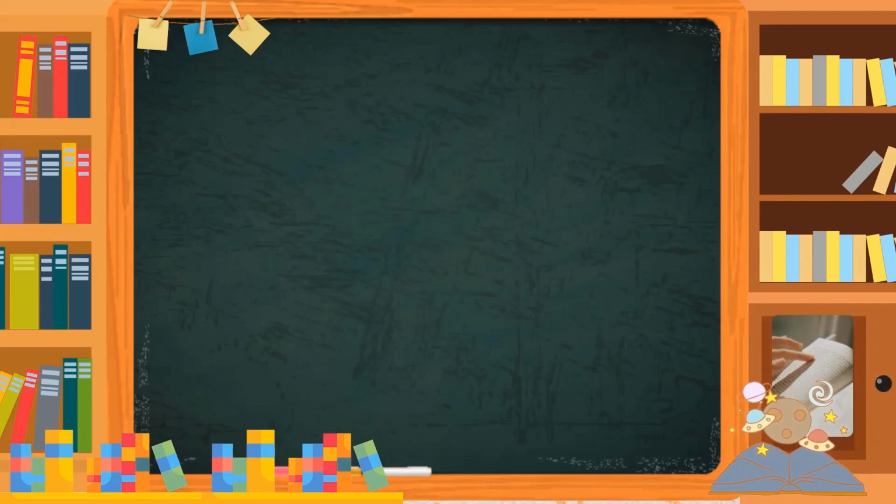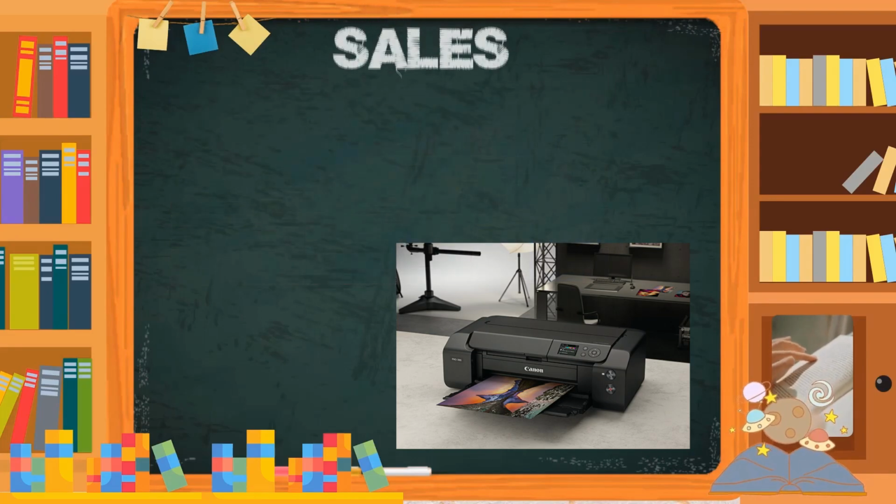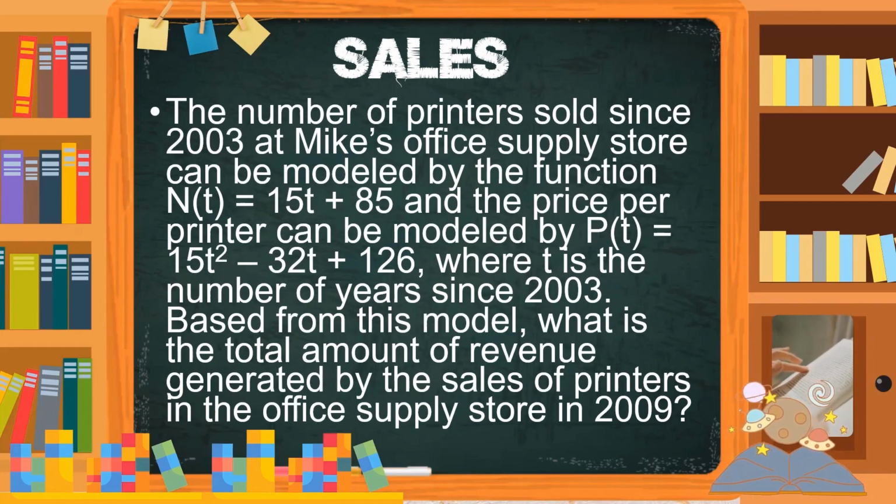In the next example, we will be solving a problem on the sale of a printer. Here is the problem. The number of printers sold since 2003 at Mike's office supply store can be modeled by the function n of t is equal to 15t plus 85, and the price per printer can be modeled by p of t is equal to 15t squared minus 32t plus 126, where t is the number of years since 2003.